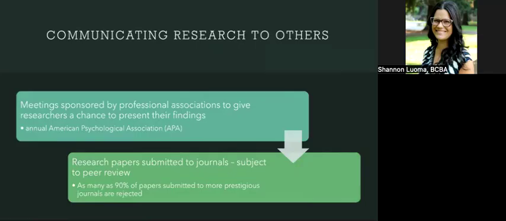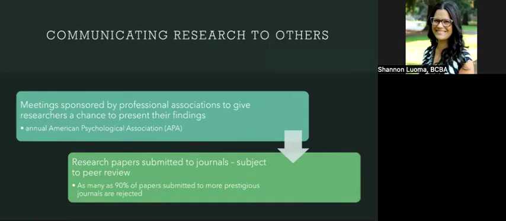And then, of course, the final step is submitting papers to journals. Now, we've talked about this at length before, but these are subject to peer review. So you're going to have a panel of reviewers that essentially determine if the experimental design is strong. So you've got tight experimental control, and there's a strong demonstration or a strong relationship between the independent variable and dependent variable. But also, one of the more important things they're looking at is, does this paper actually contribute to what we already have or what we already know about this line of research?